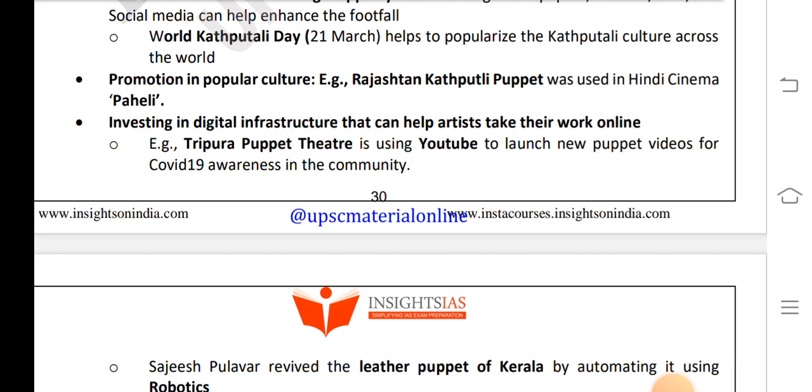World Kathputli Day on 21 March helped to popularize Kathputli culture across the world. Promotion in popular culture: Rajasthan's Kathputli puppets were used in the Hindi cinema Paheli.